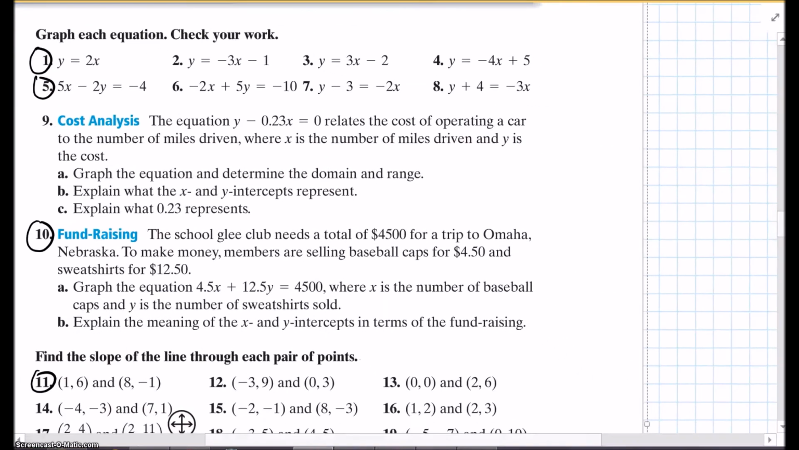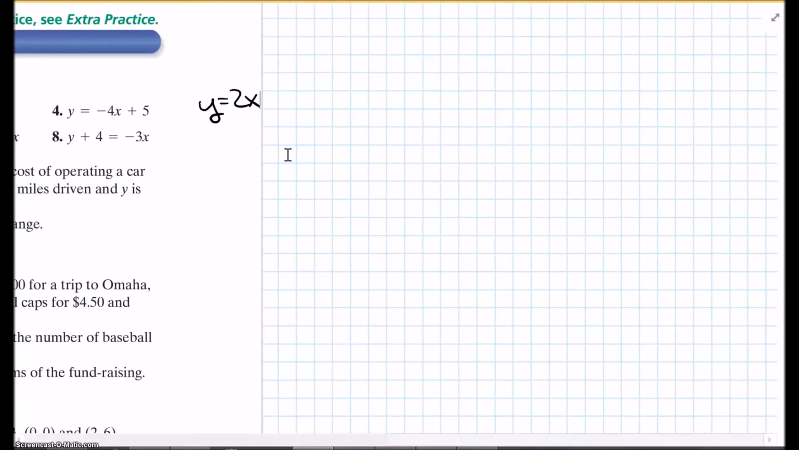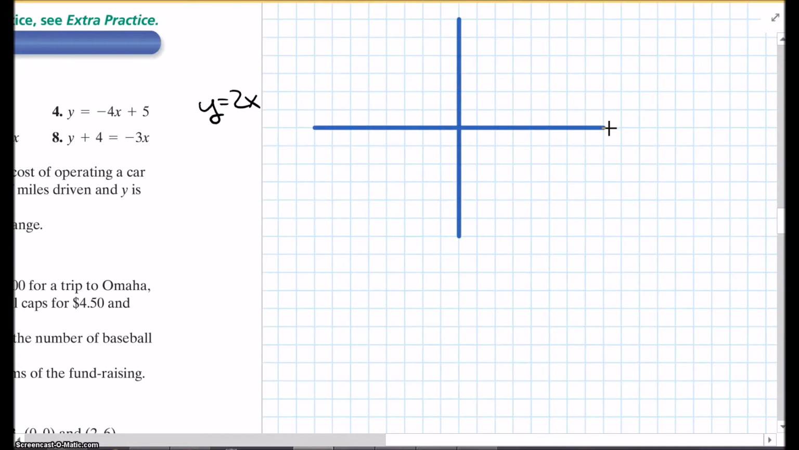Graph each equation, check your work. Okay, y equals 2x. There's a couple different ways to do y equals 2x. How do we graph that? Well, you can plot points, or you can know what the y-intercept is and the slope and go from there. We know the y-intercept is 0 and the slope is 2. So you could plug in values to get this, but you're going to find you're going to have this line right here.